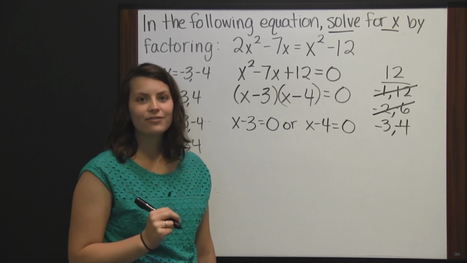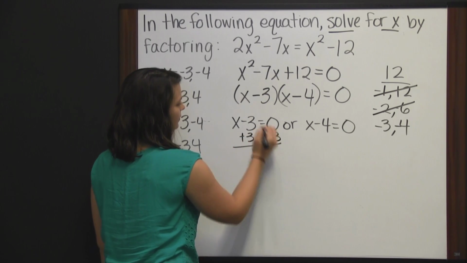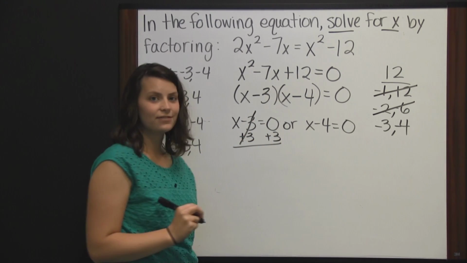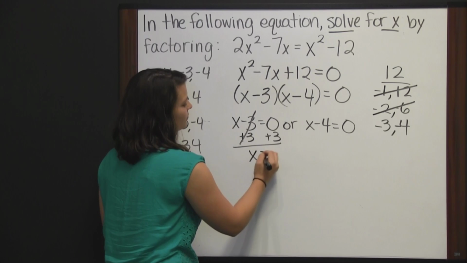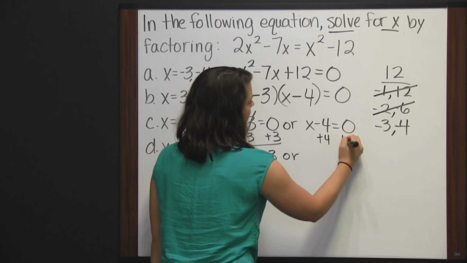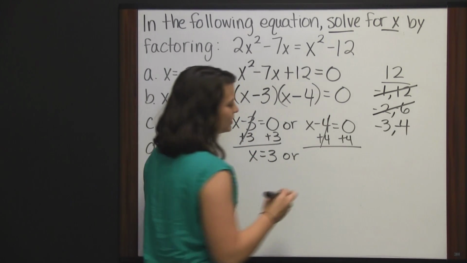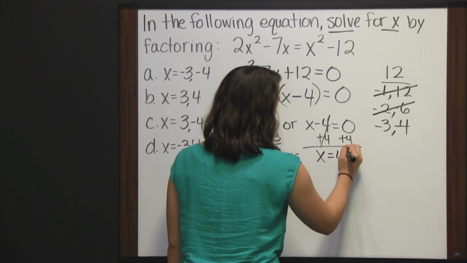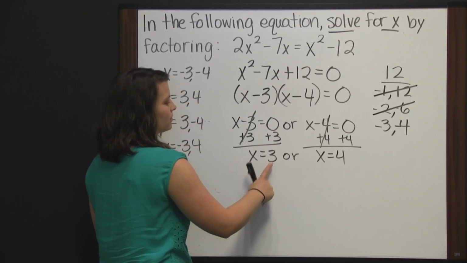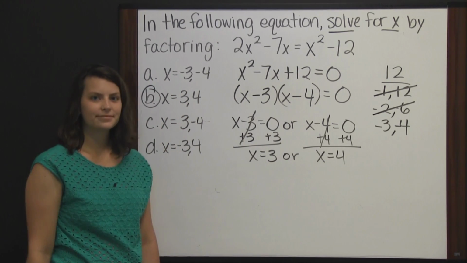And now we just solve each equation. So add 3 and 3. Those cancel because they're additive inverses, and x equals 3. Or add 4 and add 4. And those cancel because they're additive inverses, and x equals 4. So that means x equals 3 and 4, which is answer B.